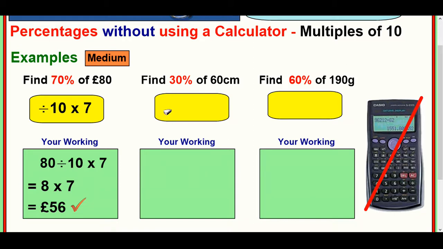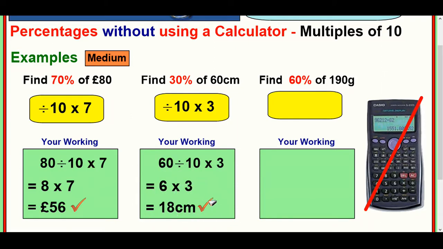We're going to use a similar idea for all of these examples. To work out 30%, again get 10% by dividing by 10, and then times it by 3. So I'm taking my £60, dividing it by 10, and timesing it by 3. Let's just do this first bit because it's easy. That just gives you 6. You times it by 3, and you get 18 centimetres.